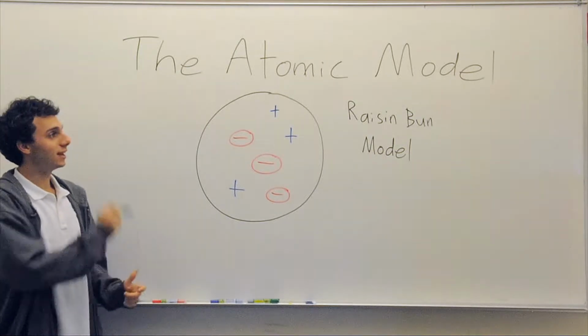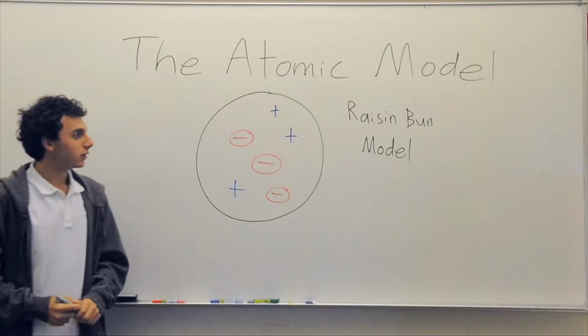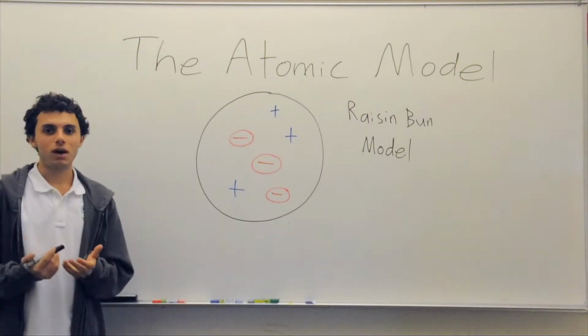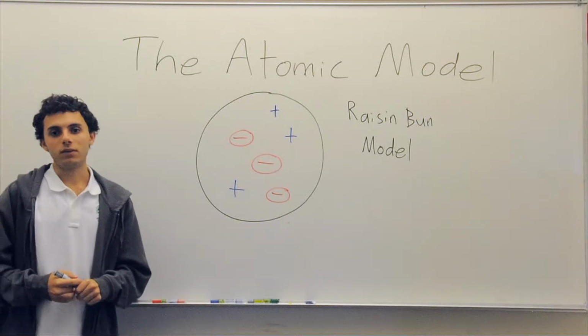Today we're going to study the atomic model and how it's changed over the years. So it began with J.J. Thomson's discovery of the electron in 1897.